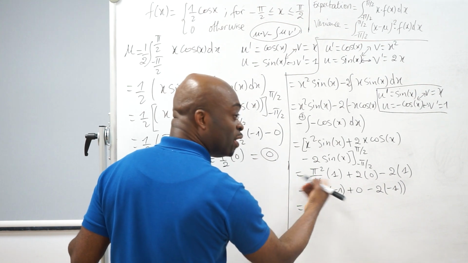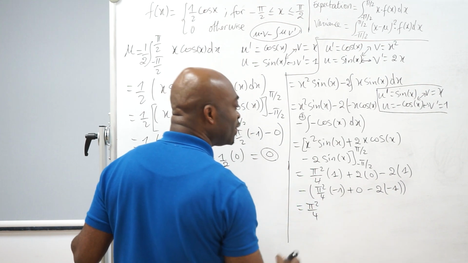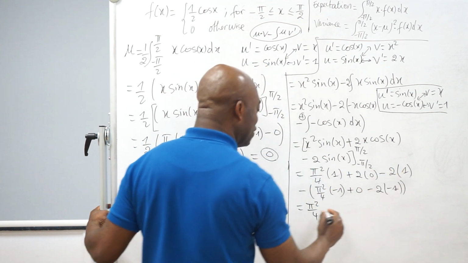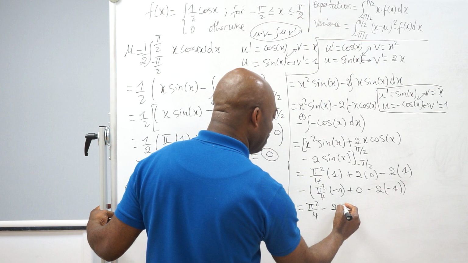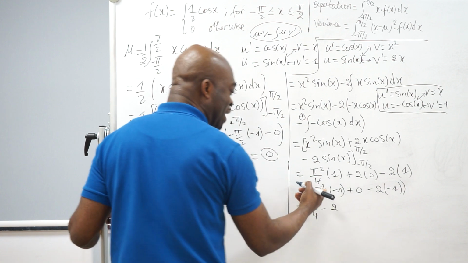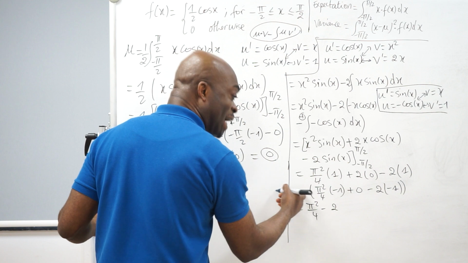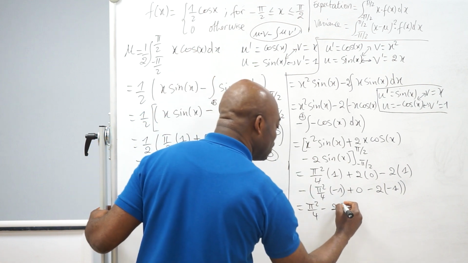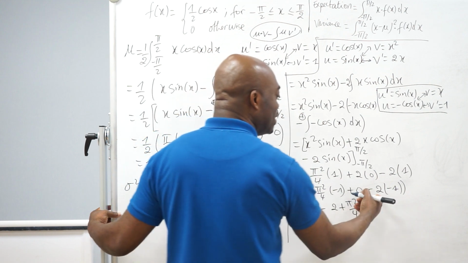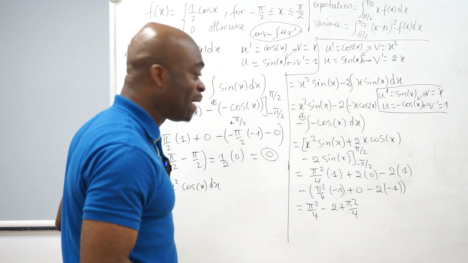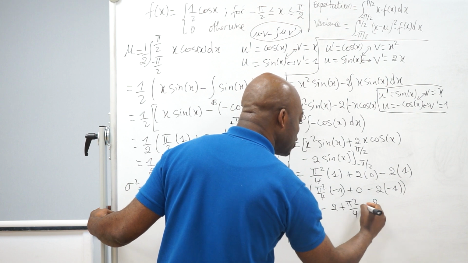So we end up with, when you multiply pi squared over 4 times 1, that's pi squared over 4 plus 0. And then this one will give us -2. And then minus, so what's happening here? Pi squared over 4 times -1, which is negative pi squared over 4. Then minus again, that will give us plus pi squared over 4. And then -2 times -1, which is +2. And +2, then the minus also is -2.